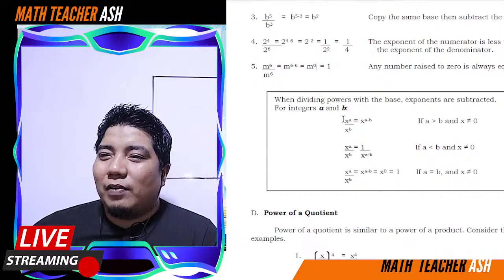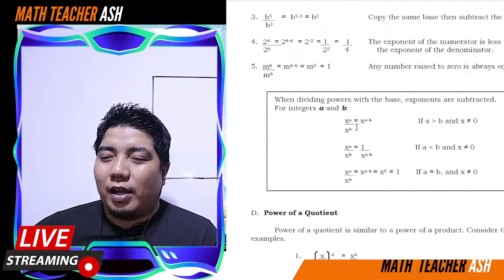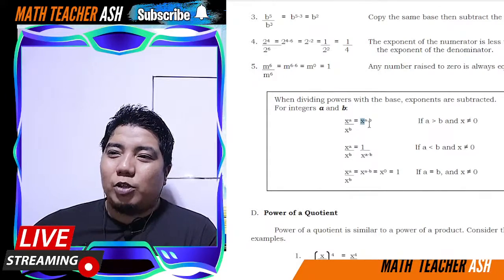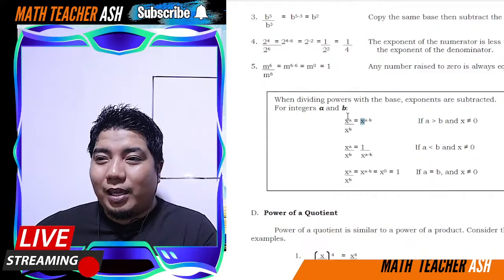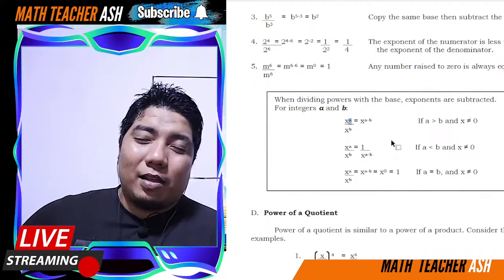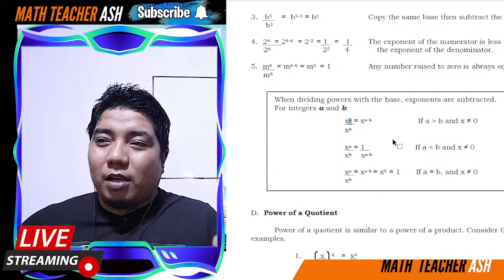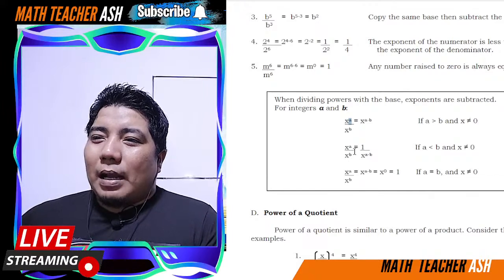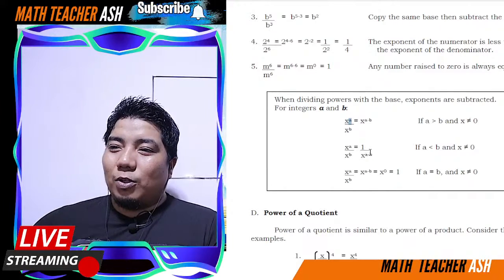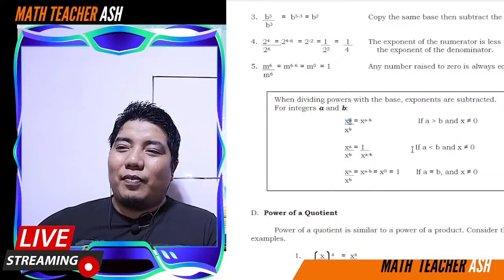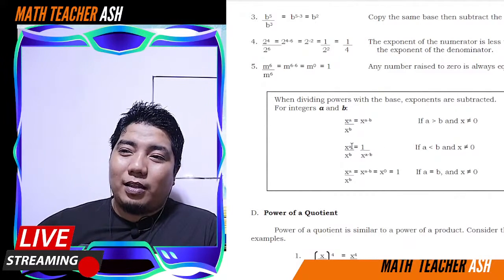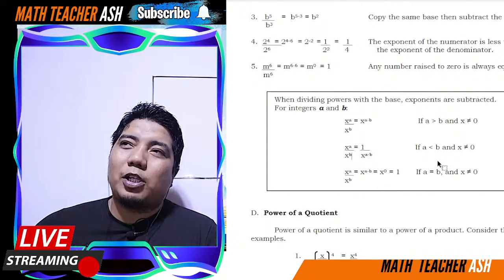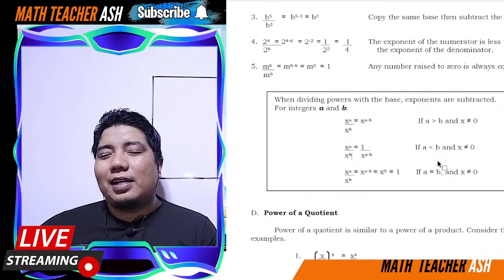Okay? So, given this one, x to the power of a over x to the power of b, you just copy the base, you subtract a minus b, provided that the exponent in the numerator is bigger than the denominator. Okay. Now, magkakaroon ka naman ng reciprocal, ganito, if and only if si a, yung exponent na a, ay mas maliit kaysa exponent na b. Meaning, yung exponent sa numerator ay mas maliit kaysa exponent ng denominator.